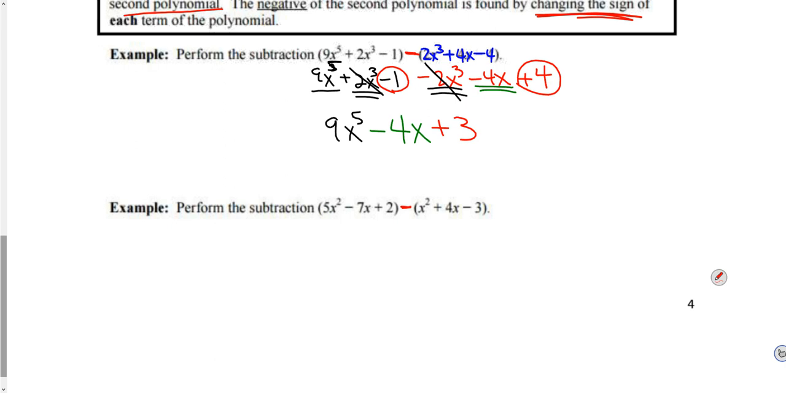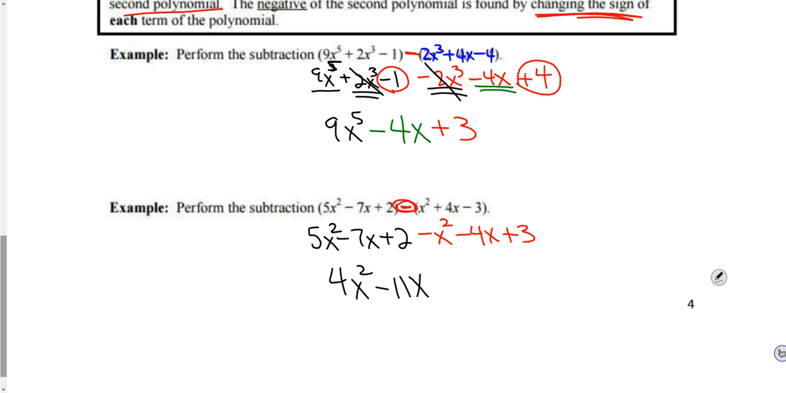So this problem right here becomes minus x squared, minus 4x, and plus 3. And if you notice, once I do that, I don't have to write this minus anymore because it's already been absorbed by the 3 numbers that are on the right. Or the 3 terms, I should say. So then over here we have 5x squared minus 7x plus 2. And then we just combine our like terms. 5x squared minus 1x squared is 4x squared. Negative 7 and negative 4 makes negative 11. And then plus 2 and plus 3 makes plus 5. There's your answer.